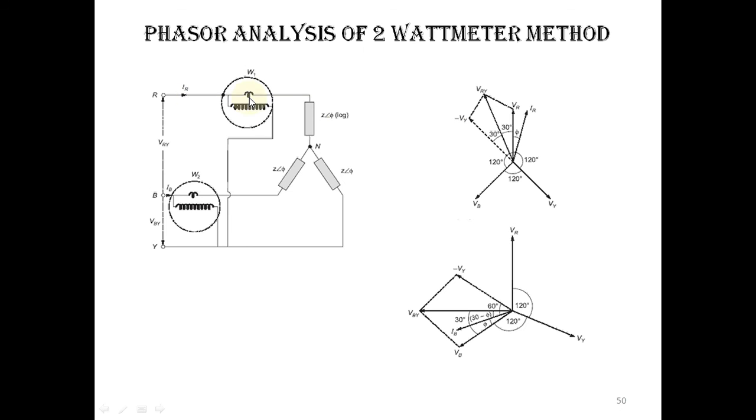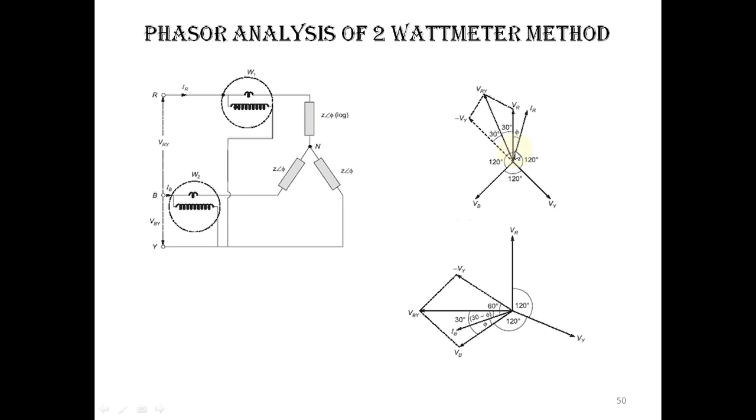In one phase the current coil is there, in another phase a current coil is there. This is your common phase. So basically we are seeing what W1 reads. W1 reads IR and VR minus VY, that is VRY, and W2 reads IB and VBY, sorry. As the supply is balanced and the load is balanced, the current will also be balanced. Now it is an inductive, lagging load.